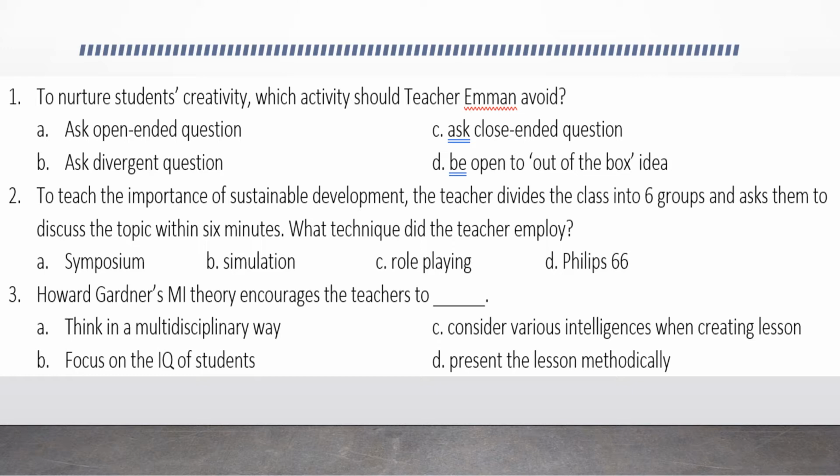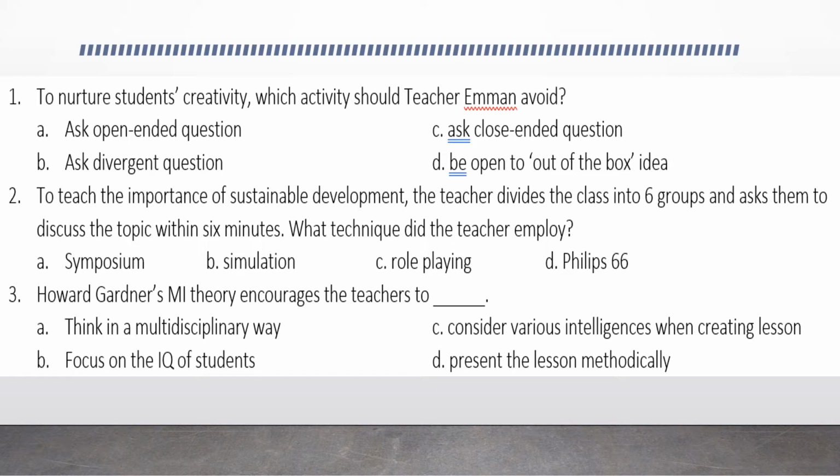Okay, so the key word here is creativity. The teacher here wanted to develop the creativity of the student. As we all know, creativity or creating is the highest level in the Bloom's taxonomy. So it is somewhat difficult to achieve. So if teacher Eman wants to nurture his students' creativity, which among these options should be avoided? So take note, avoided.